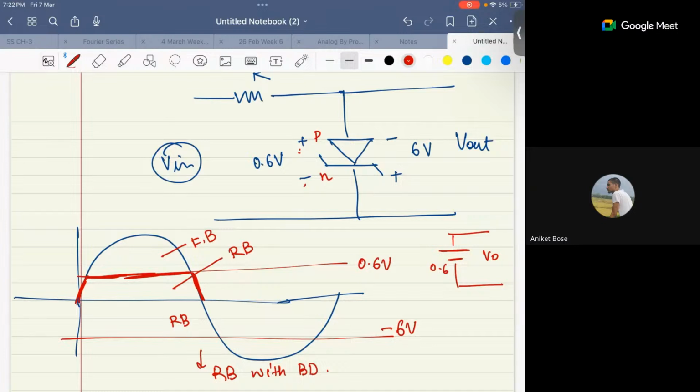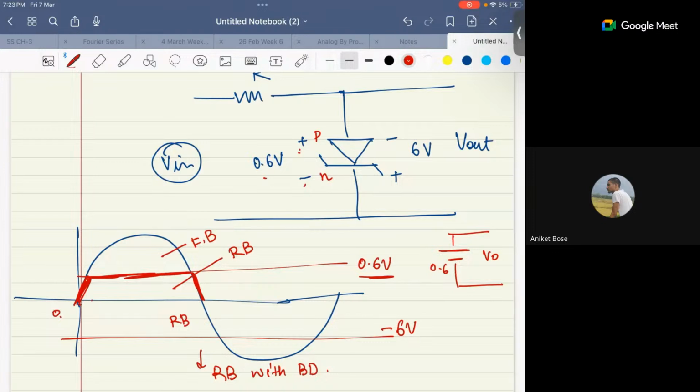Basically, it's a practical diode. I told you, right? It's a practical diode with 0.6 volt as the cutoff voltage. 0.6 volt is the forward voltage drop and 6 volt is the reverse breakdown voltage. So from 0 to 0.6 volt, any voltage you apply, the voltage across the diode VD1 is less than 0.6 volt. That means this will work in reverse bias, as an open circuit. If it is open circuit, V output and V input will be the same.